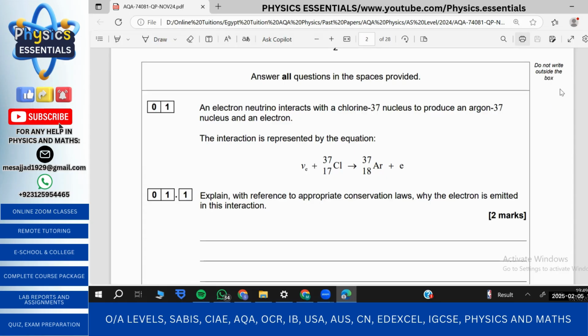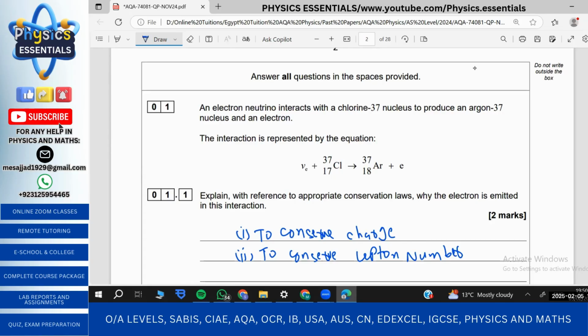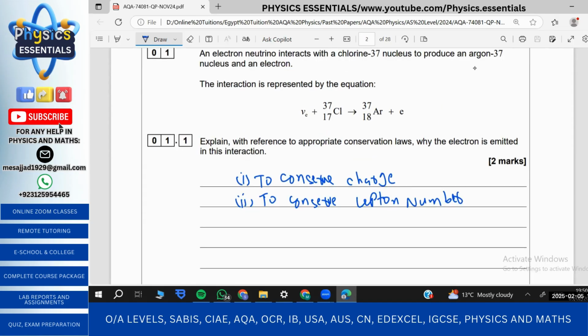So it is quite obvious that we have to conserve charge and lepton number. How? Please hold on, let me save this one. Okay, so how? You can see on the left hand side, I'll write it here.